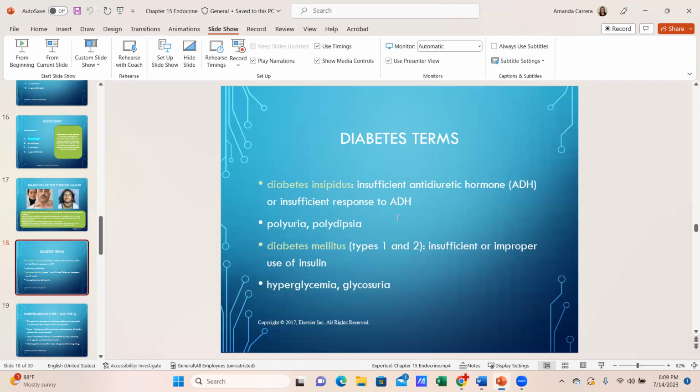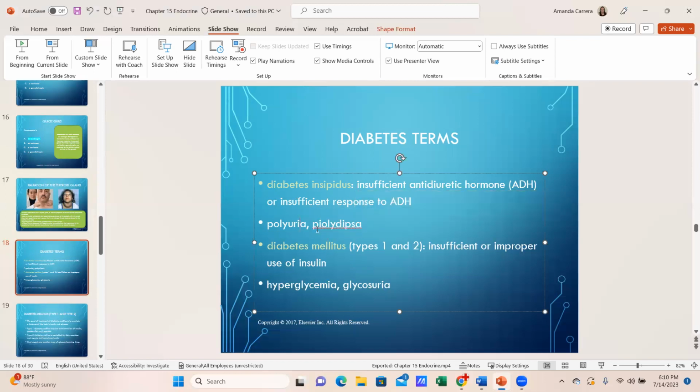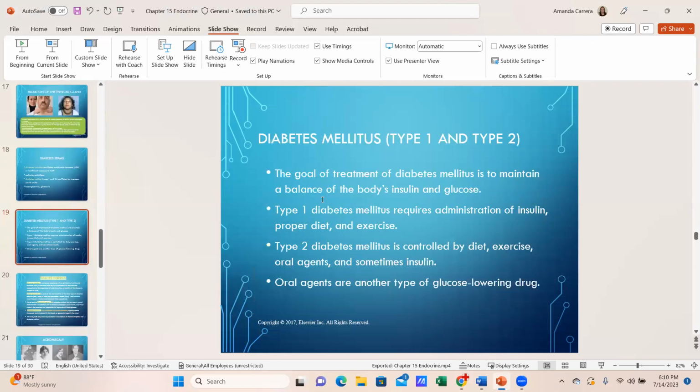But back to the slide here. You got diabetes insipidus. Okay, I like to remember this by SIP and P. That's an insufficient amount of ADH, or an insufficient response. Polyuria, polydipsia. Again, polydipsia is you're really super thirsty. Again, you're sipping, sipping, sipping all the time. Polyuria, you're peeing all the time. Sip and pee. Diabetes insipidus, sip and pee.